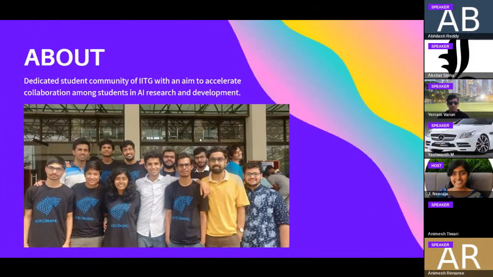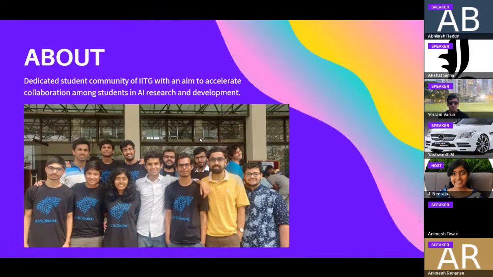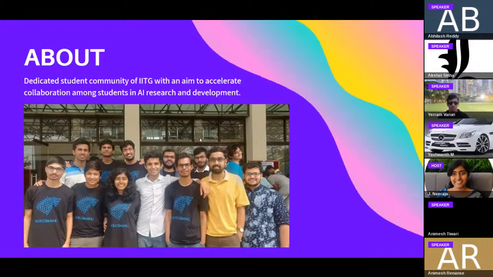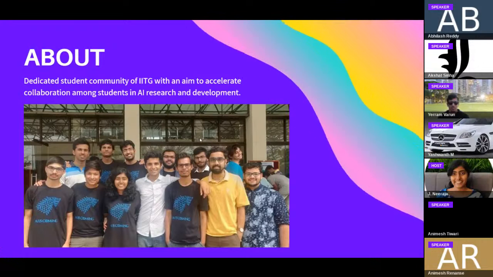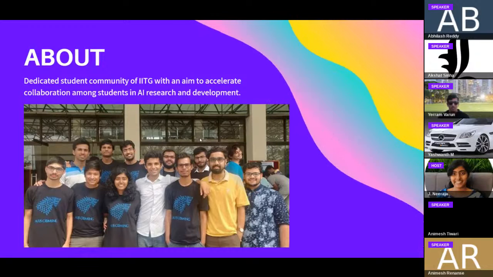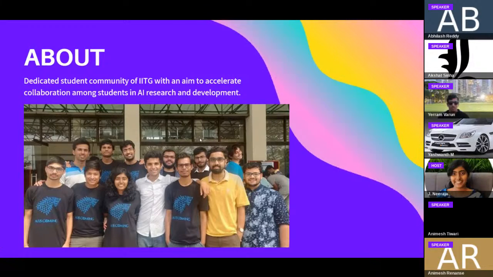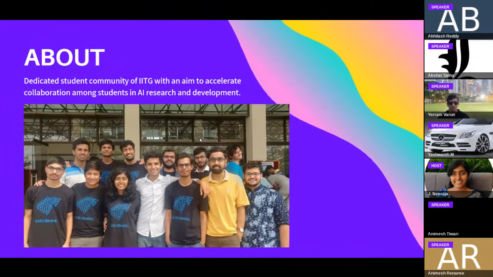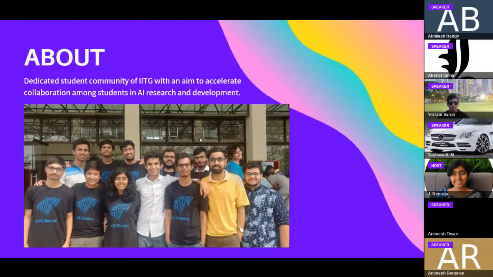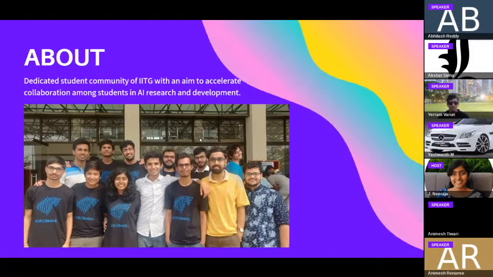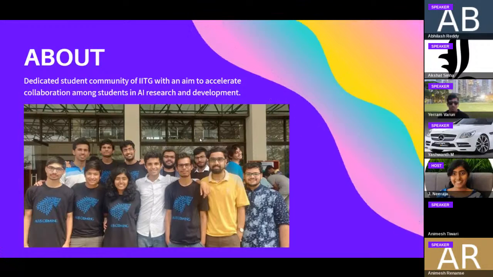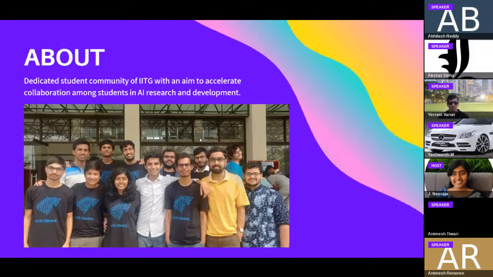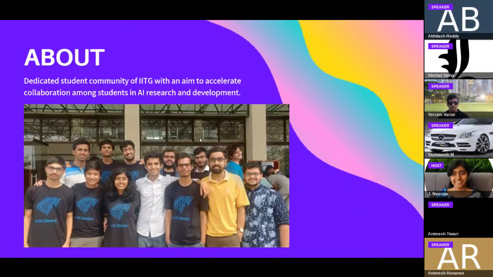So we are a group of students, a dedicated group of students, with an aim to accelerate collaboration amongst the students in AI research and development. We focus on both the research aspect and the implementation and application aspect. Some of you were asking, is this a math club or something like that? So the answer is there is a place for everyone. There is a place for people who are interested in just the mathematics or the research aspect of it. There is also a place for people who are more interested in the applications, or people who want to use AI to do some cool, simple projects. And there is also a place for people who are interested in both.